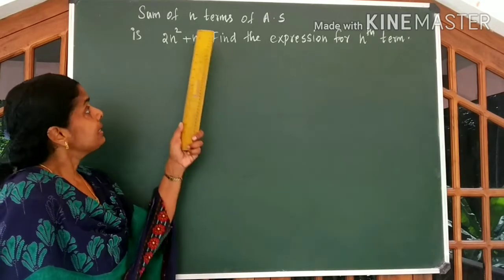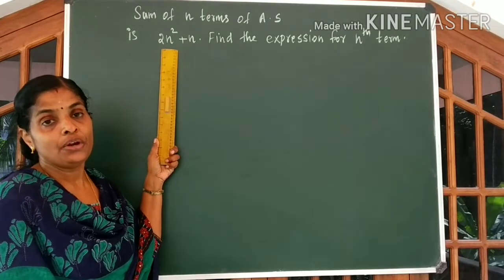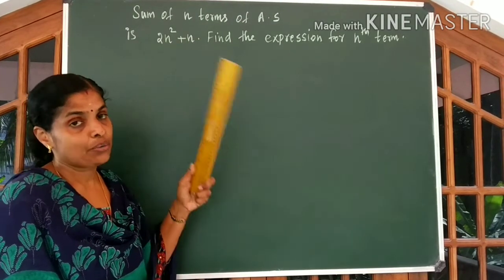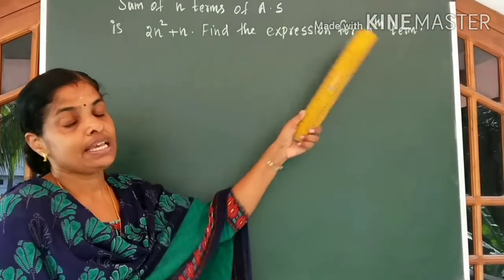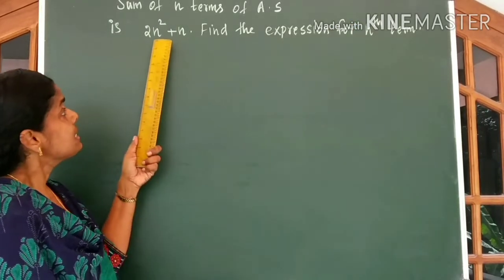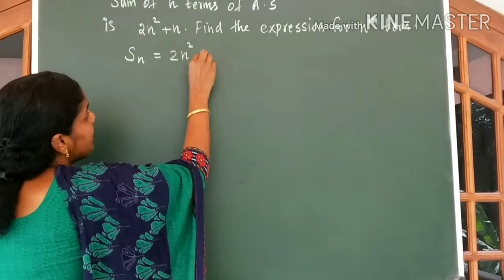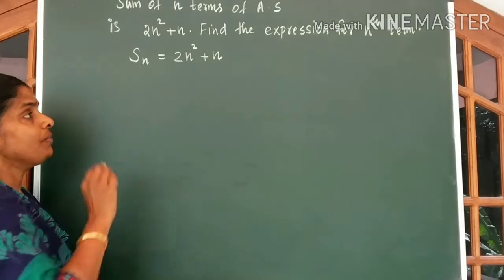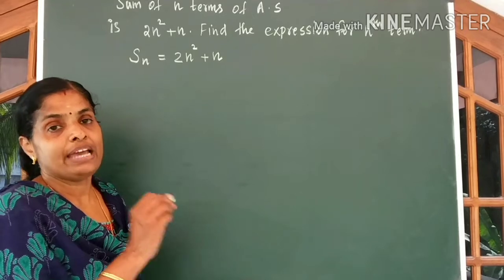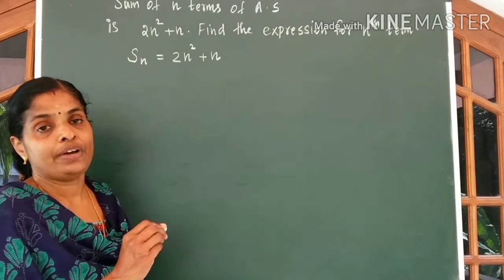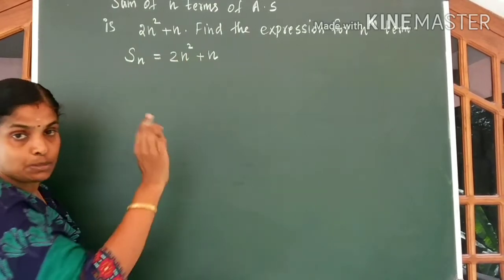We are given the sum of n terms of an arithmetic sequence to be equal to 2n square plus n, and the question here is to find the expression for the nth term. See how I am going to do the problem. Sum of terms, isn't it? So we can write it as Sn is 2n square plus n. Now we know the expression for the nth term is dn plus f minus d. So we have to find out the first term and the common difference using this expression.